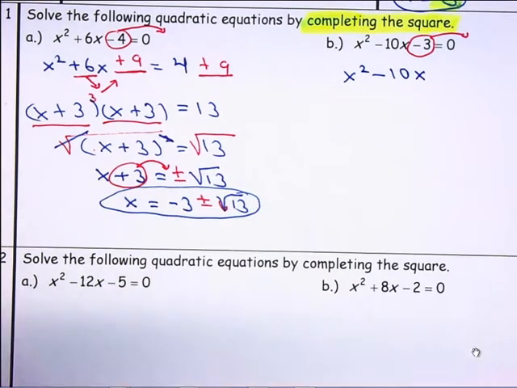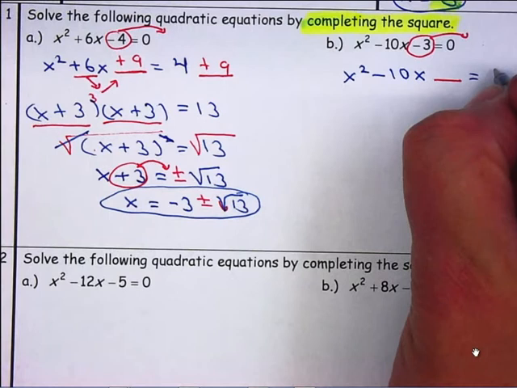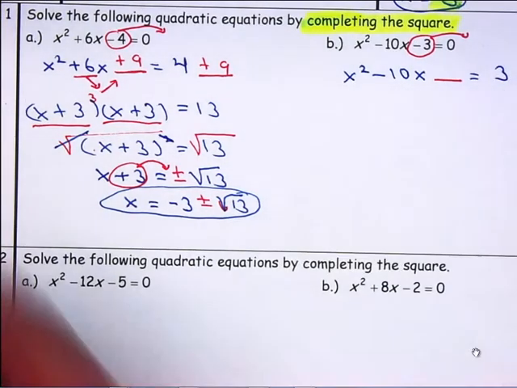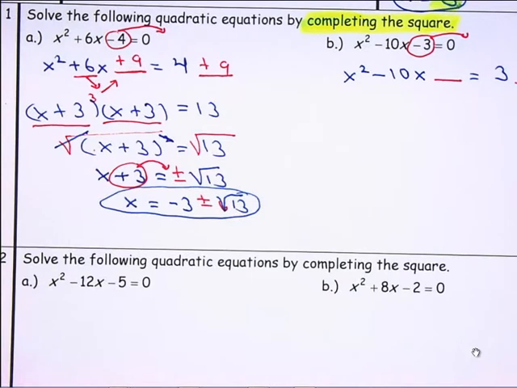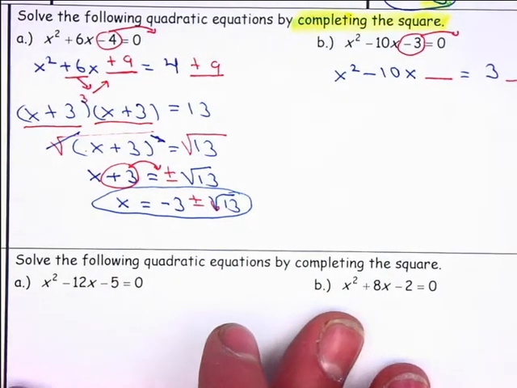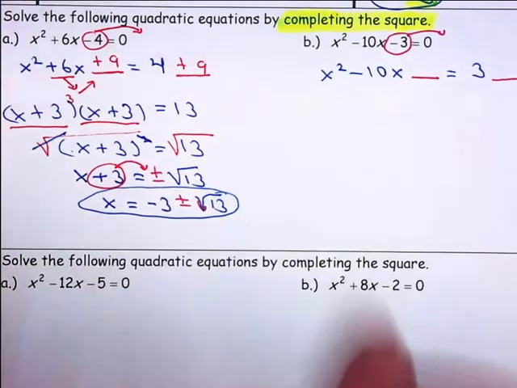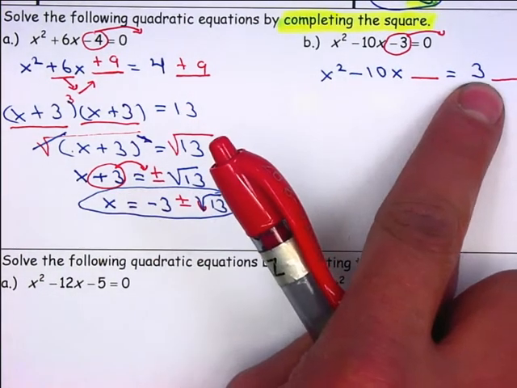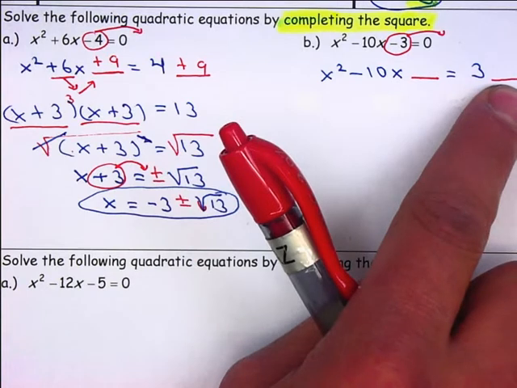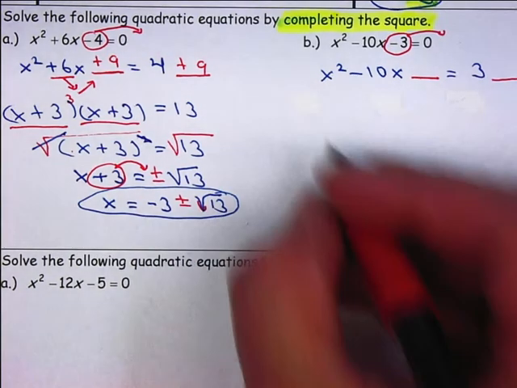I'm going to leave some space, equal to positive 3. That becomes a positive 3 and the space. Now I can complete the square. So once you have your x's on the left and your number on the right, and we have your spaces, we're going to complete the square.